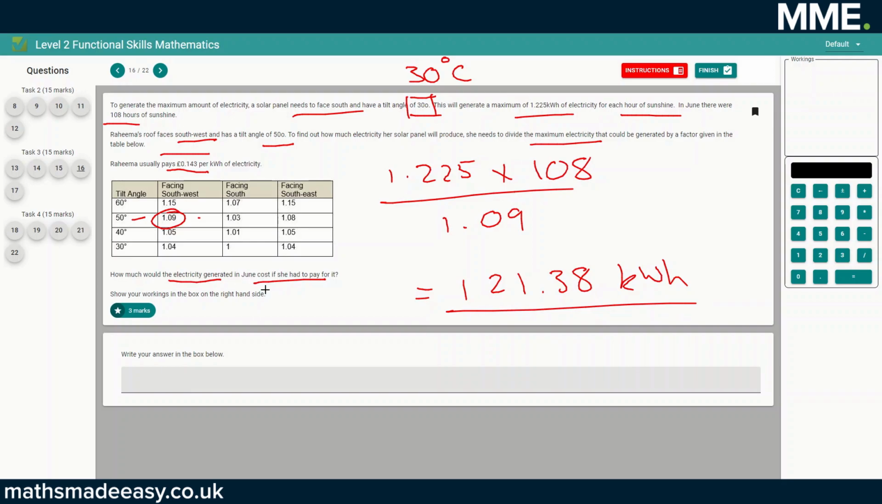Now, the question wasn't asking how much electricity would be produced, but rather how much the electricity would cost if she had to pay for it. So what we want to do is find out how much this amount of electricity would cost at a standard rate given here. So all we have to do is multiply 121.38 kilowatt hours times the standard rate of 0.143, and typing that into a calculator, it turns out that amount of electricity would cost Raheem £17.36.